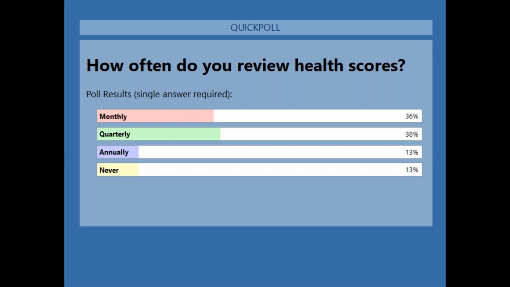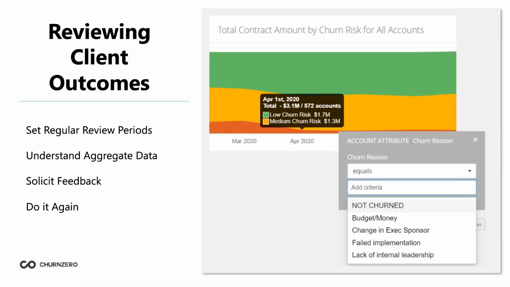So let's talk about reviewing client outcomes specifically and how that might impact the way that you adapt your health scoring. So I talked about setting those regular review periods. What we recommend is they should be at least a couple times a year. It's awesome to see that many of you are doing them more frequently than that. And it's partially going to be dependent on your specific industry.